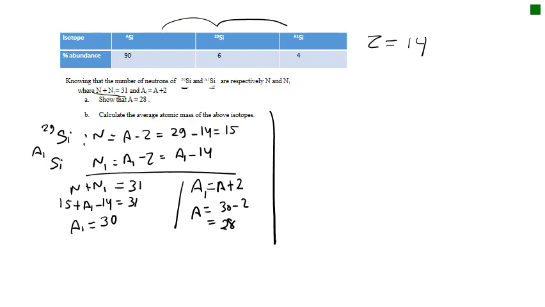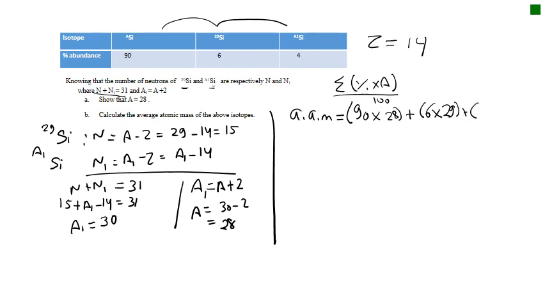To calculate the average atomic mass, according to the rule, the average atomic mass equals the summation of percentage times atomic mass, over 100. For the first isotope, the percentage is 90 and the mass number of Si is A, which is 28, plus the percentage times the mass number of the second isotope, which is 29, plus the percentage, which is 4, times the mass number of the third isotope, A1, which is equal to 30, all over 100. By calculation, the average atomic mass is equal to 28.14. Sorry.